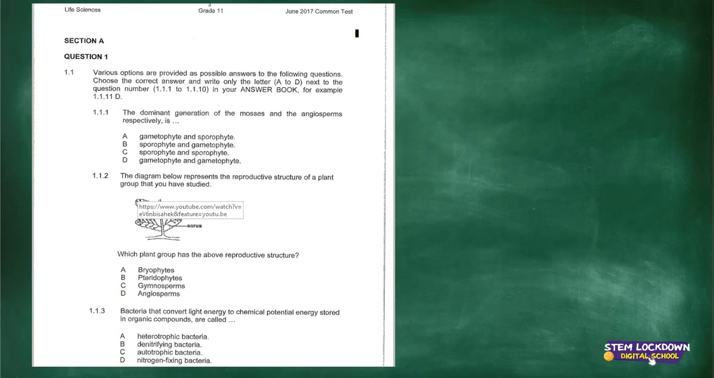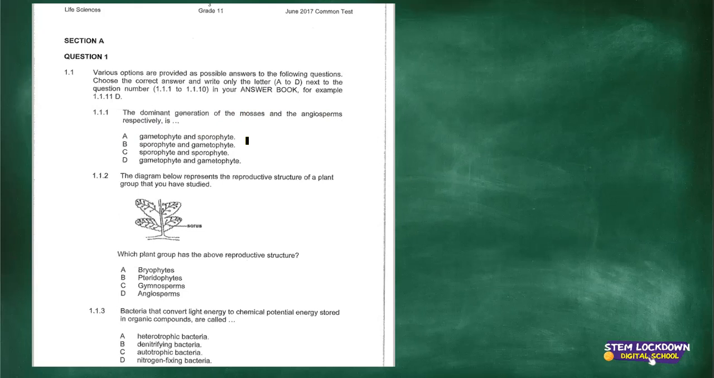Thank you, Buhle. She's giving me the answer and she says it's A. The most dominant generation of the mosses and the angiosperms respectively. Understand respectively means in that order they are written in, right? So if they say mosses and the answer is gametophytes, it means you are saying mosses, the dominant generation is gametophytes, and in angiosperms, the dominant generation is sporophytes, right? That's basically what I'm trying to say.